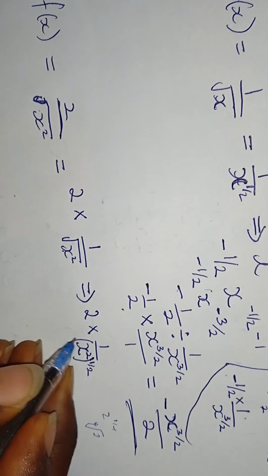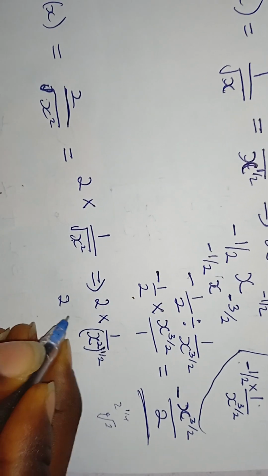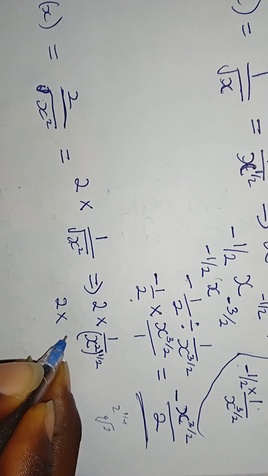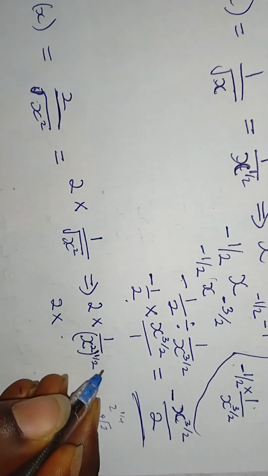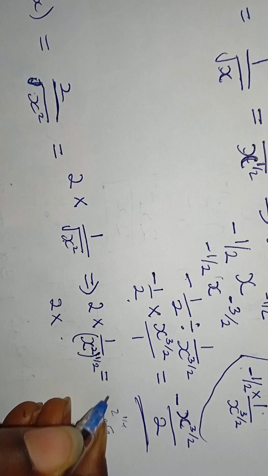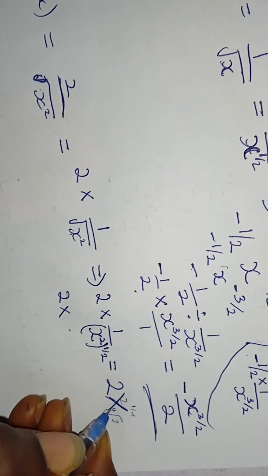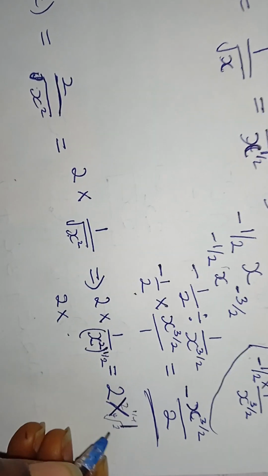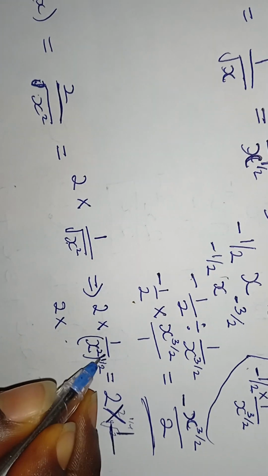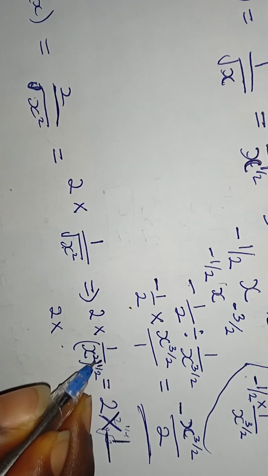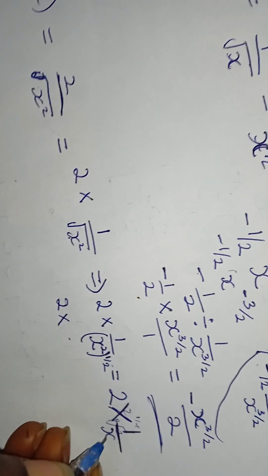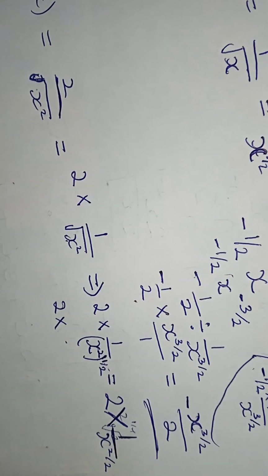So if that is the case, using indices, you know that this is the same thing as 2 times 1 all over x squared to the power half. The power rule in indices says that if it is this way, this is the same thing as x to the 2 over 2.